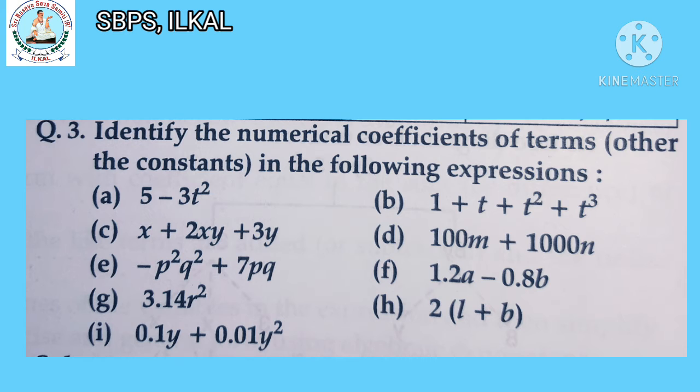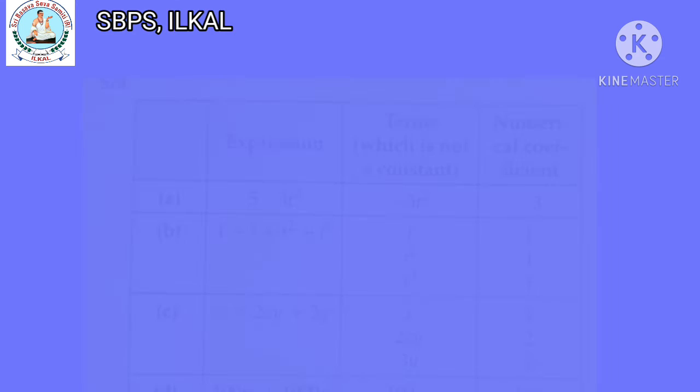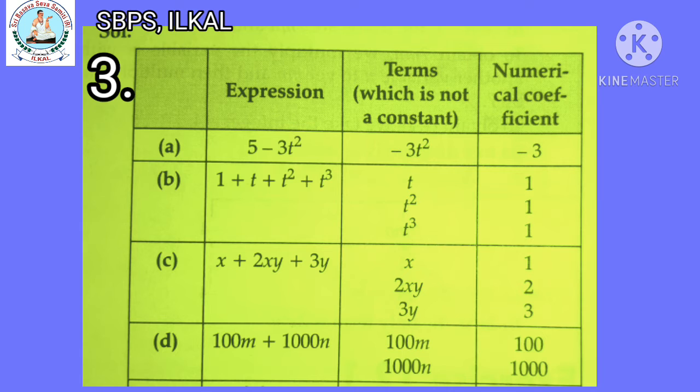Next question, identify the numerical coefficients of terms other than constants in the following expressions. Let us write first expression and then terms which is not a constant. And then for these terms we will write the numerical coefficients. First expression, 5 minus 3t square. Here 5 is a constant, so we will not take this term, okay? Minus 3t square we will consider. For minus 3t square, the numerical coefficient is minus 3, okay?